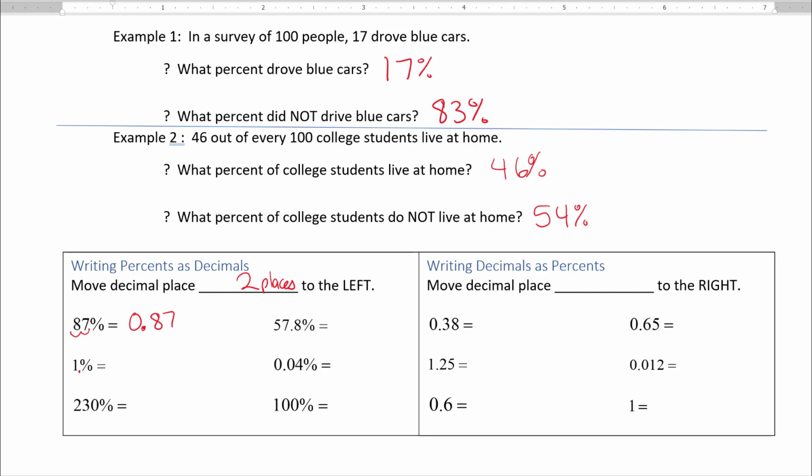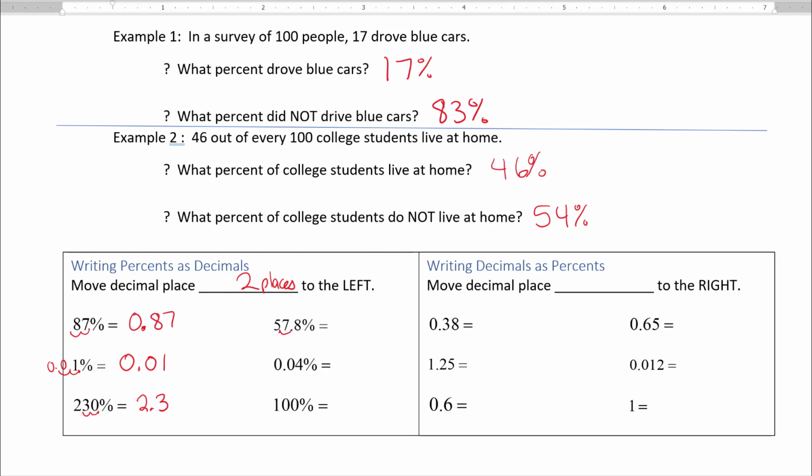Let's do it again. 1%, if I move it over 2 places, I'm going to fill those in with zeros and move the decimal there. That's going to be 0.01. Again, on 230%, move it over 2 places. That's 2.3. Notice this is more than 1, but 230% is more than 100%. So it may be uncomfortable to see that, but 230% is a perfectly good percent. It just means we're growing quite a bit over where we initially started.